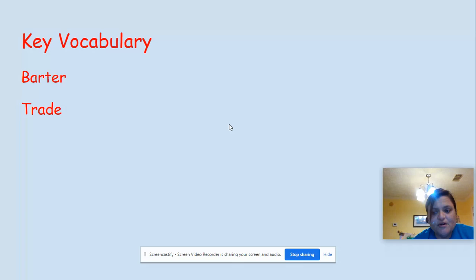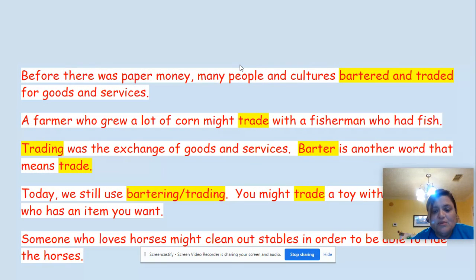Our key vocabulary is barter and trade. And remember, barter does mean trade. So really, we just got to learn what trade means, and barter means exactly the same thing. And they use the word barter often in the earlier civilizations, in those older civilizations we've been talking about. Barter was the word they used a lot, and that meant the same thing as trading.